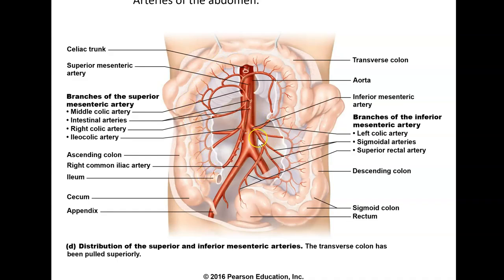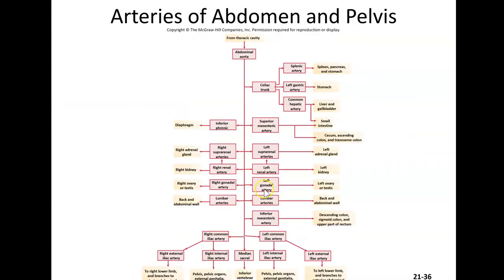Same thing with our inferior mesenteric artery. You can see all of the branches like the left colic artery, the sigmoidal arteries, that go over to supply the sigmoid colon, and our superior rectal artery that goes to supply the rectum. And this is the wonderful chart that you can go through in order to recognize what each of these arteries supply, as we've mentioned before.